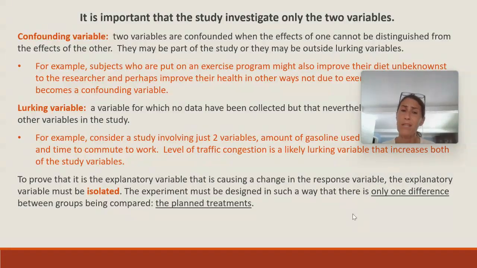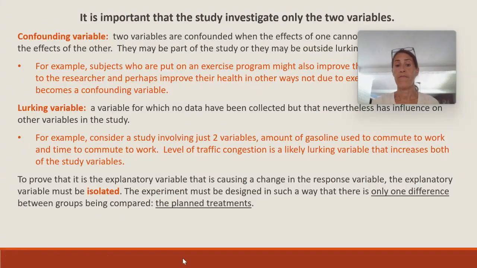So to prove that it's the explanatory variable that's causing the change in the response variable, the explanatory variable must be isolated. The experiment must be designed in a way that there's only one difference between the groups being compared, and those are the planned treatments. We don't want to worry about confounding or lurking variables.